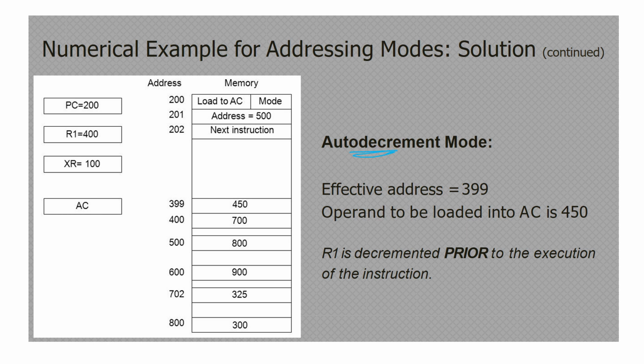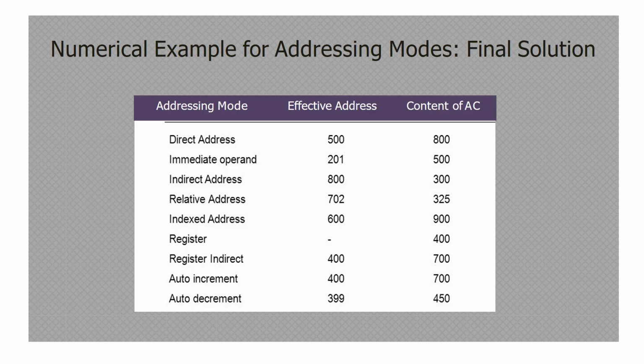Auto decrement: the effective address is 399, because R1 is decremented prior to the execution. Before the execution this 400 becomes 399, so the effective address is 399 now, and the value to be loaded into the AC is 450. So these are the values which we have discussed already.